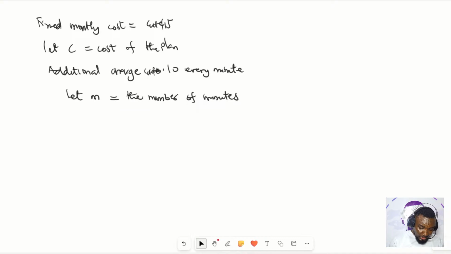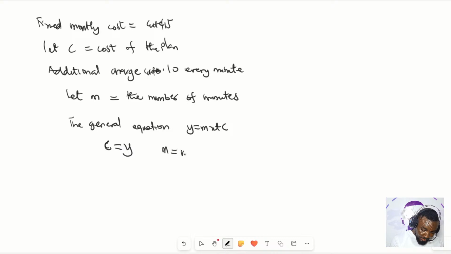So therefore, the first part, the equation to represent it, we can say that the general equation is of the form y is equal to mx plus c, right? Now, we know that the y is what we are representing with the C. So C is equal to y. And then the M represents the minutes. That one, we have it already. And then we have our c, which is a constant. So the c is the 15 cedis. So that is 15 cedi.